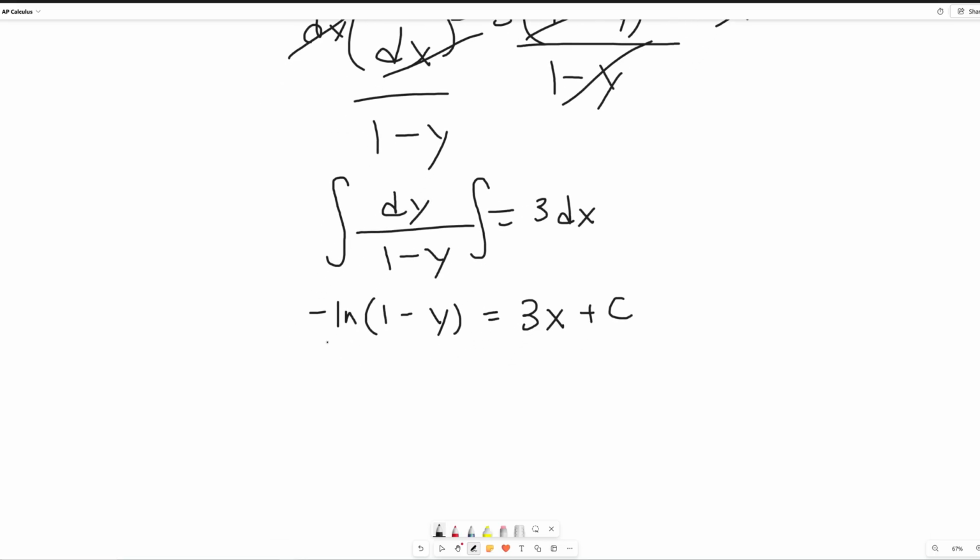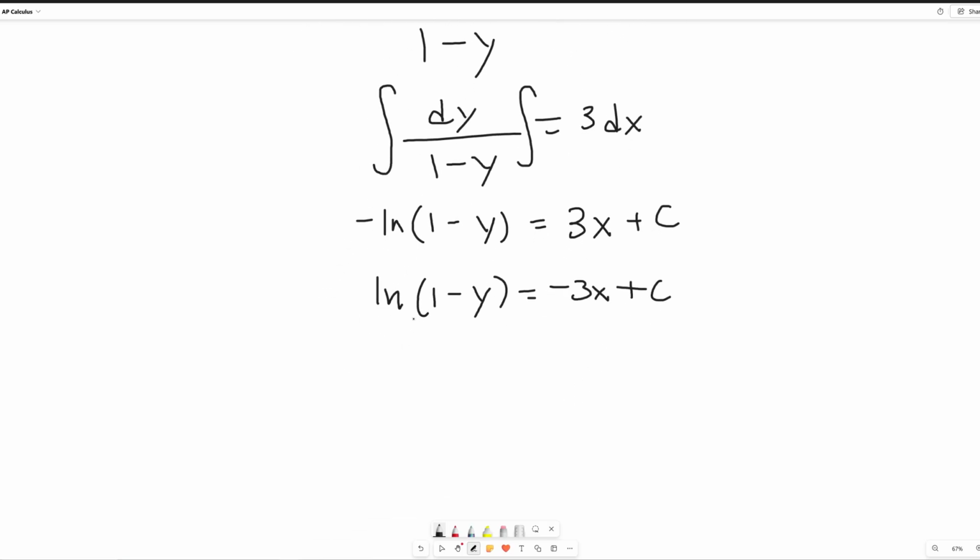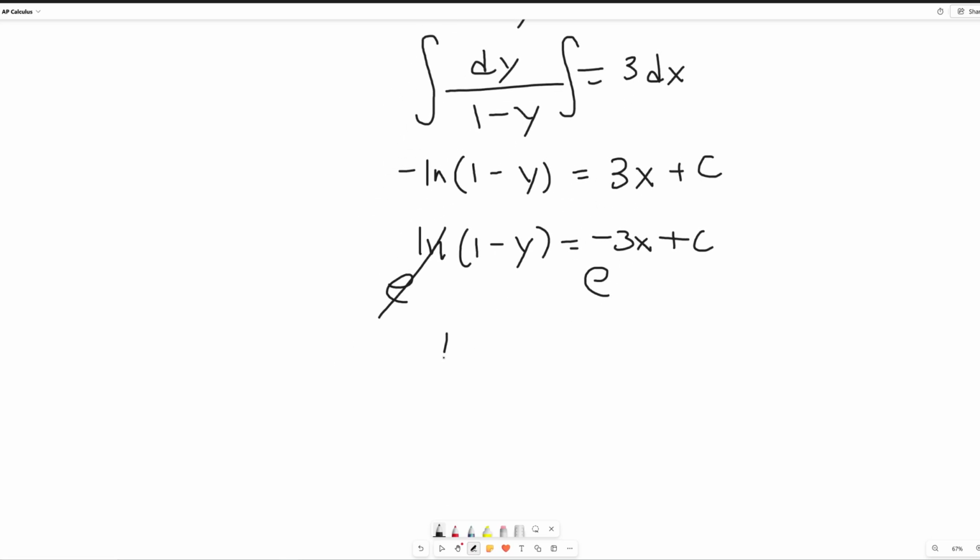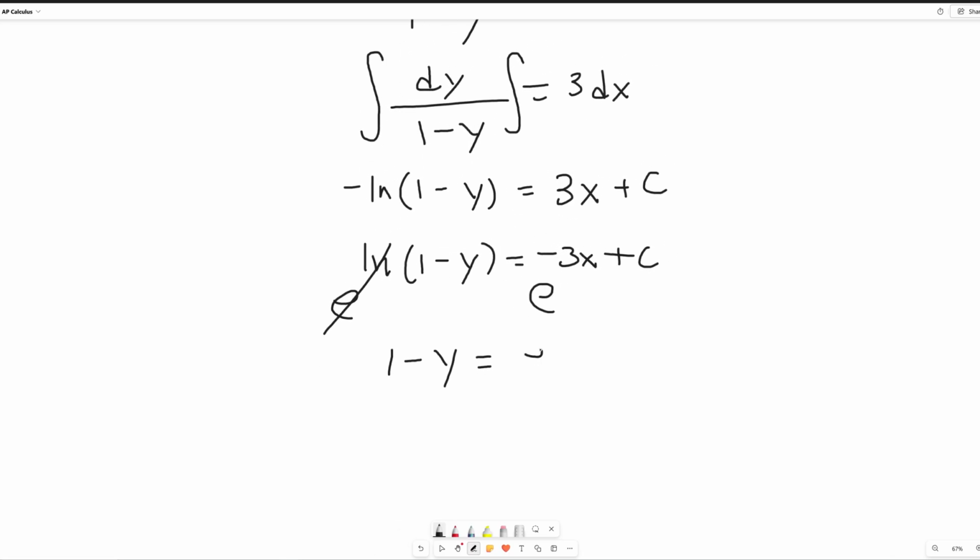So now we have to simplify this. You can move the negative over, but don't put the negative into the plus c. The c absorbs all constants and all numbers added to it. So negative 1 is a constant. So this just becomes negative 1 minus y equals negative 3x plus c. All right, how do we get rid of this ln? You take e. So e crosses that, e crosses that. So 1 minus y equals e to the negative 3x plus c.